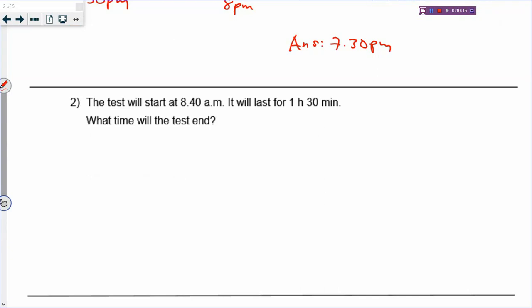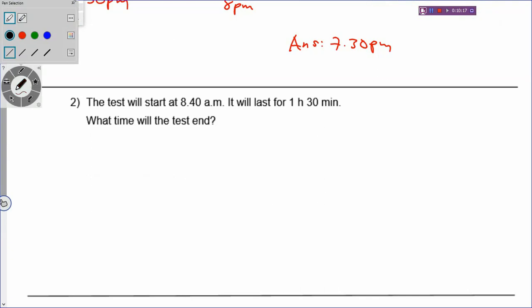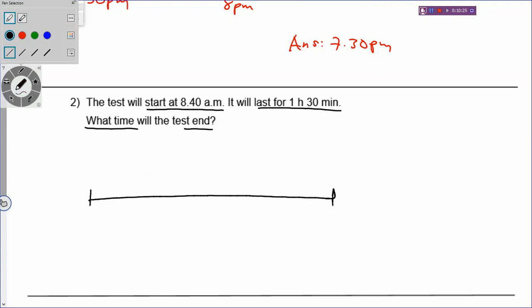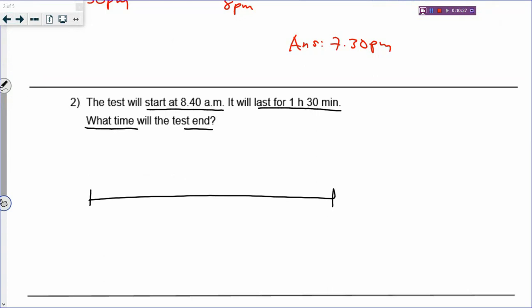Alright, now the test will start at 8:40. So that is your start time. It will last for 1 hour 30 minutes. So what time will the test end? So your timeline has a start time and end time. So start time is 8:40 a.m. and what time will the test end? So that's your question mark.